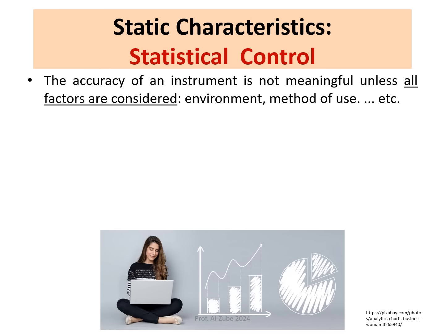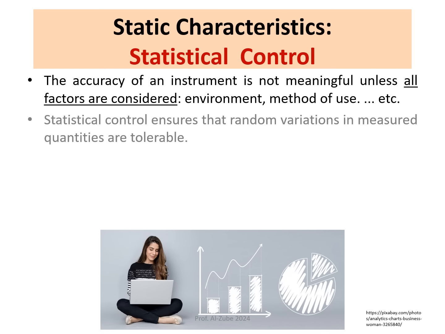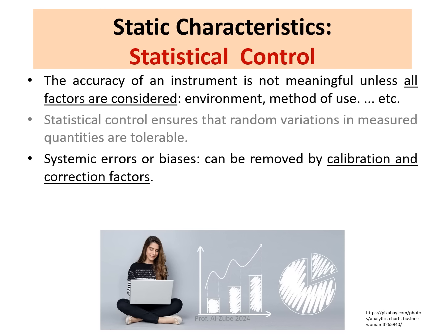The accuracy of an instrument is not meaningful unless all factors are considered: environment, method of use, psychology, whatever is affecting the human body. We cannot replicate everything all the time, so we need statistical control to ensure that random variation in measured quantities is tolerable, and that systematic errors or biases can be removed by calibration and correction factors, as I mentioned before, static errors and dynamic errors.